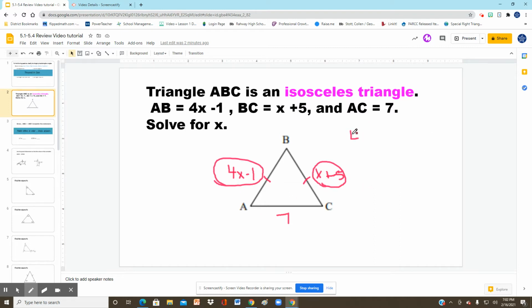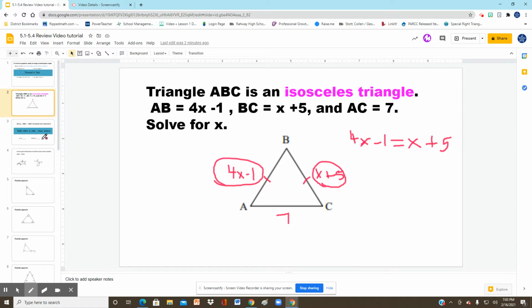So I'm going to have 4x minus 1 equals x plus 5. And from there, I'll solve for x. In this demonstration, I will not solve all the way through, so if you do have questions with that, let me know.